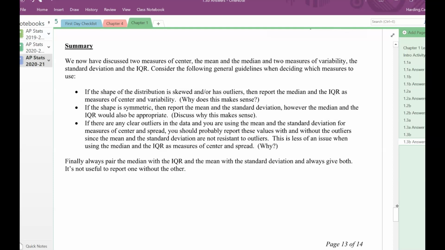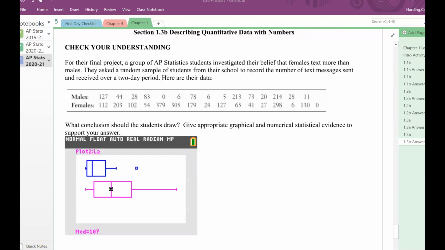That's saying that if you're going to use the mean and the standard deviation, even with an outlier in the set, you might want to discuss the center with and without that outlier. So what would the center be with it? What would the center be without it? You're always, always, always going to pair median with IQR and mean with standard deviation. There's never going to be a time where you're going to report the mean with the IQR or the median with the standard deviation. All right, then the last thing that we're going to do today is I'm going to pause and I'm going to let you complete the last page for the check your understanding.